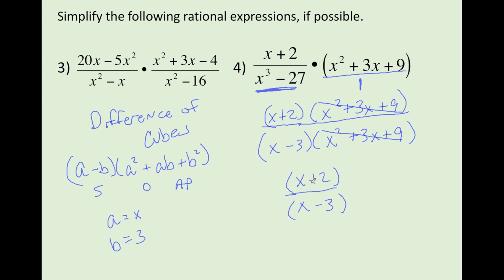Okay, here's the answer to number 4. This is a difference of cubes. Here's our special pattern for difference of cubes. They cancel out, and then we get left with x plus 2 over x minus 3.